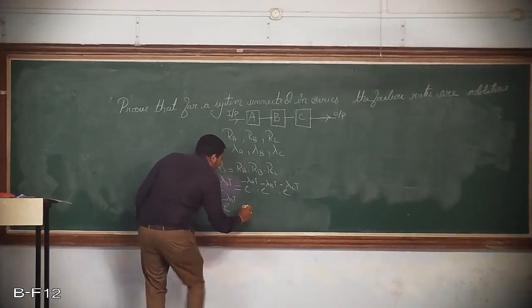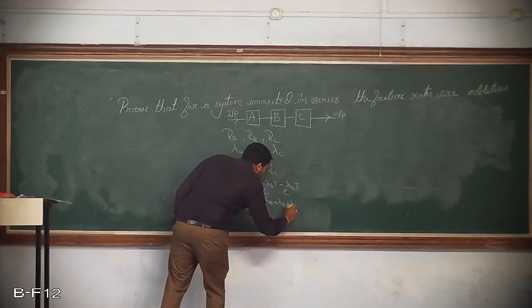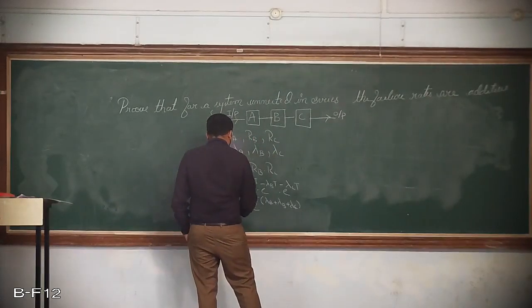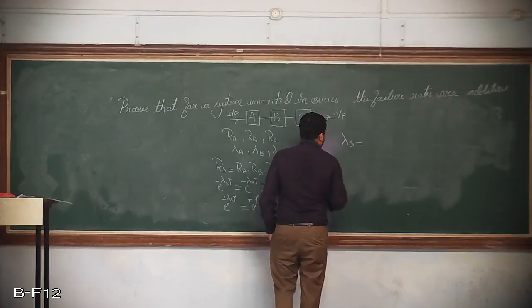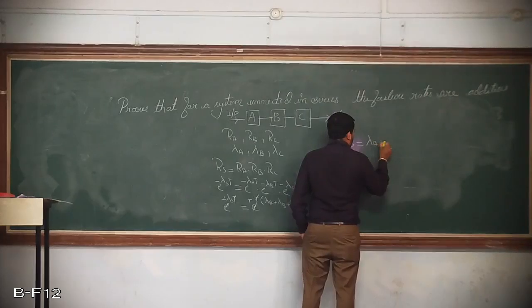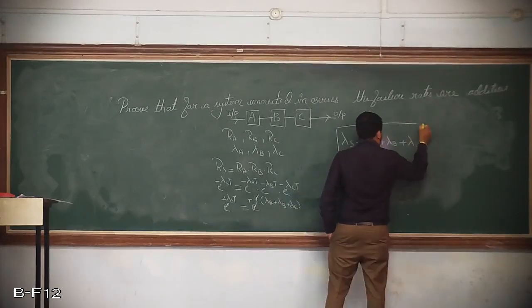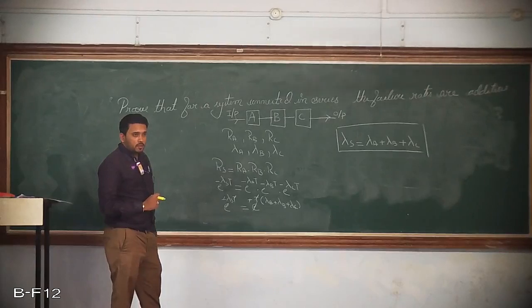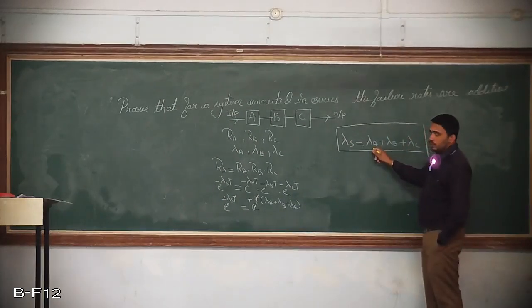Lambda S T is given as, just take out minus T as common, it will be lambda A plus lambda B plus lambda C. Hence, minus cancels, and the failure rate per hour of the entire system is equal to failure rate of A plus failure rate per hour of part B plus failure rate per hour of part C. So for any system, when the parts are connected in series, the failure rate per hour of the entire system is given as the addition of the failure rates of the subsystems or the parts comprising that system.